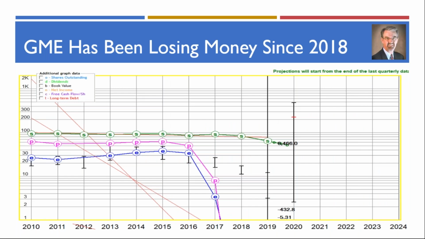When you look at the fundamentals of GameStop, here it is since 2018. They haven't made money. The last time they made money was 2017. So they're into their third year on a trailing 12-month basis, and they're down $5.31 in the hole. But still $6.4 billion in revenue. So, you know, it might be conceivable that they could turn the company around.